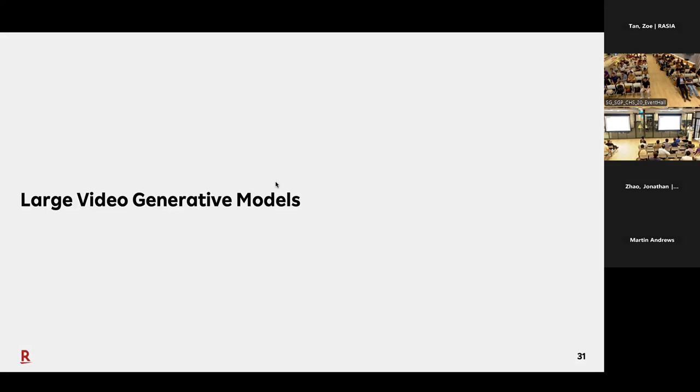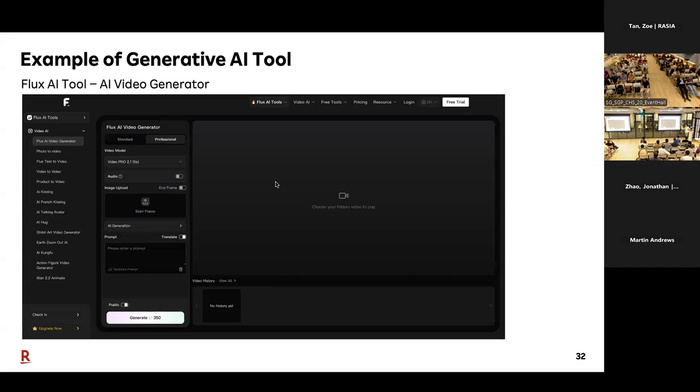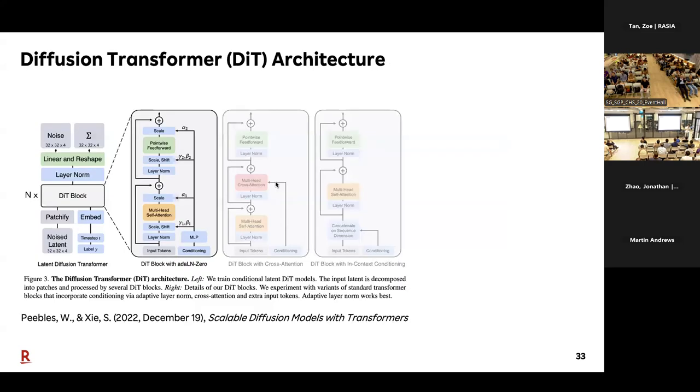And about large video generative models, we'll just provide a quick overview. So this is an example video generation platform. It's from Flux AI tool. That's a pretty typical AI video generator, which you can modify parameters like the sampling steps and the guidance scale, and you can also generate videos from an image.